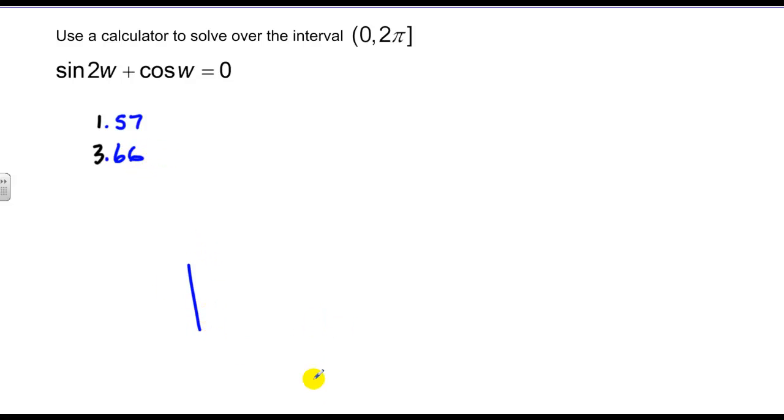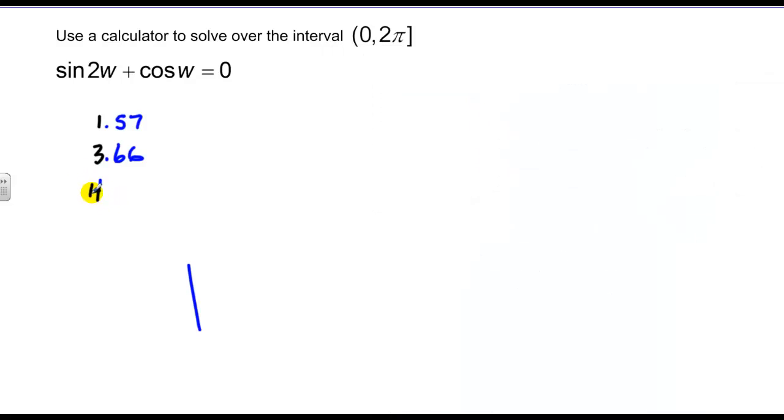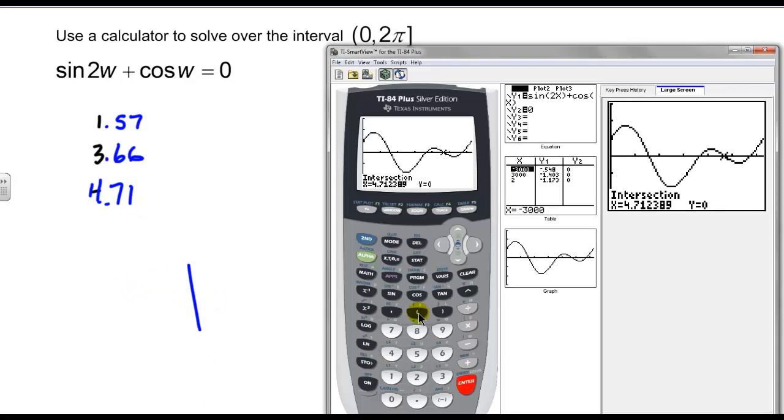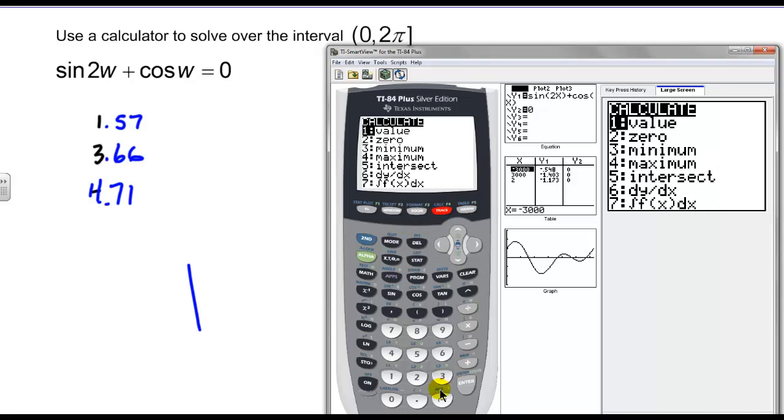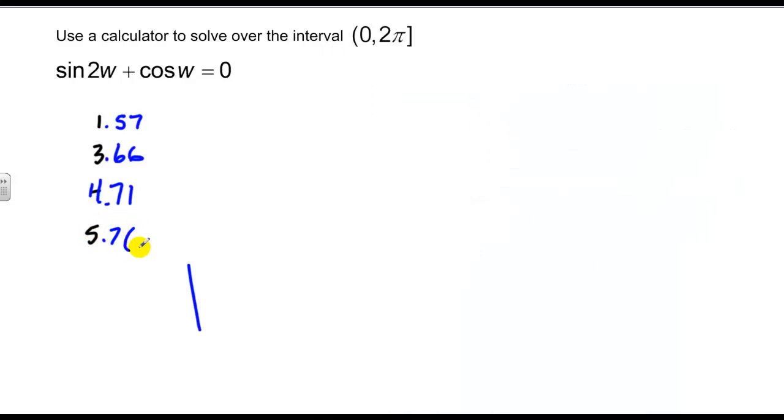Go to my calculator again. Second calc. Intersect. Get it over to the next intersection. About 4.71. We got one more intersection to do. So calculate, intersect, move over to this last guy. And hit 5.76.